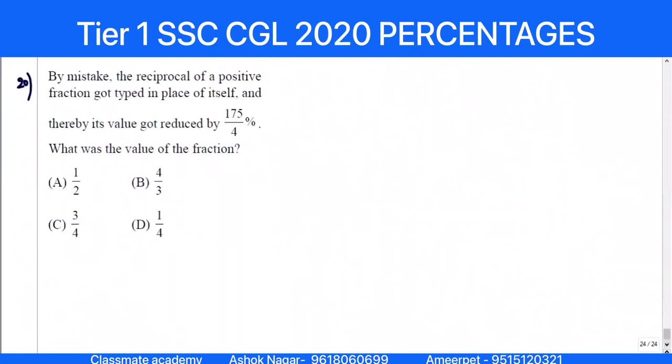By mistake, the reciprocal of a positive fraction got typed in place of itself, right? And thereby its value got reduced by 175 by 4%. Then what was the value of the fraction? What is the correct fraction? The right fraction was x. The wrong one is, you are doing the reciprocal of it. 1 by x you are doing it. Now 1 by x is how much percent less than x? 175 by 4. What is 175 by 4 first of all? As a fraction?